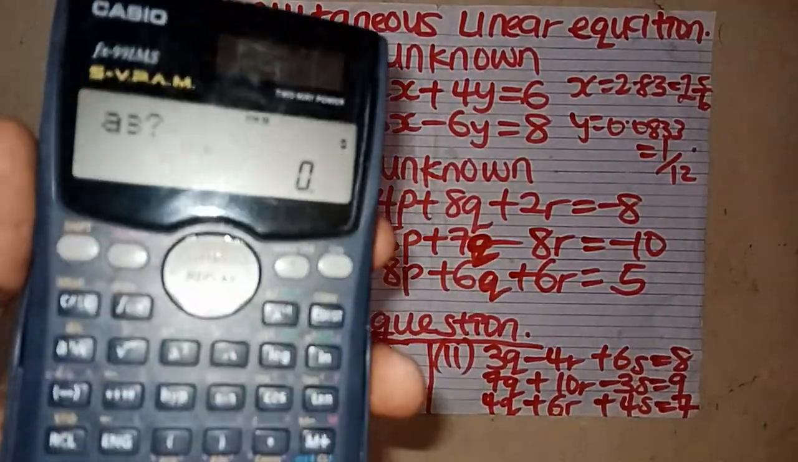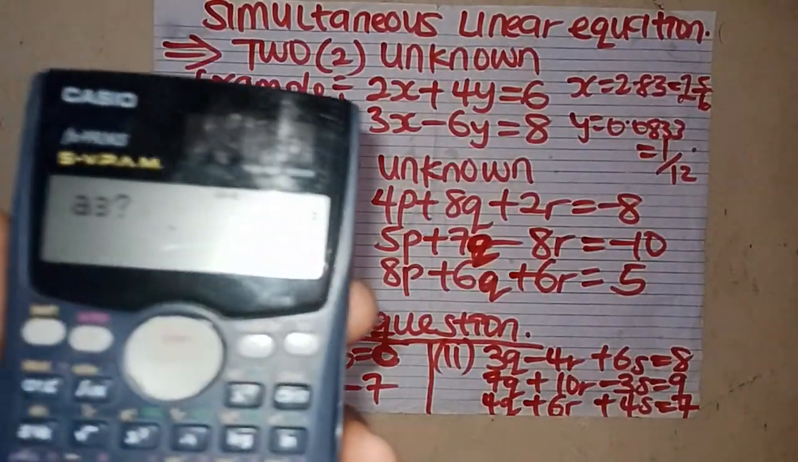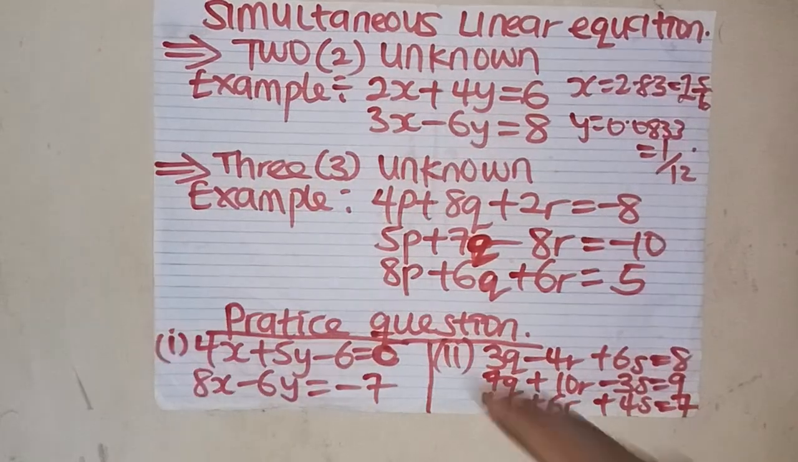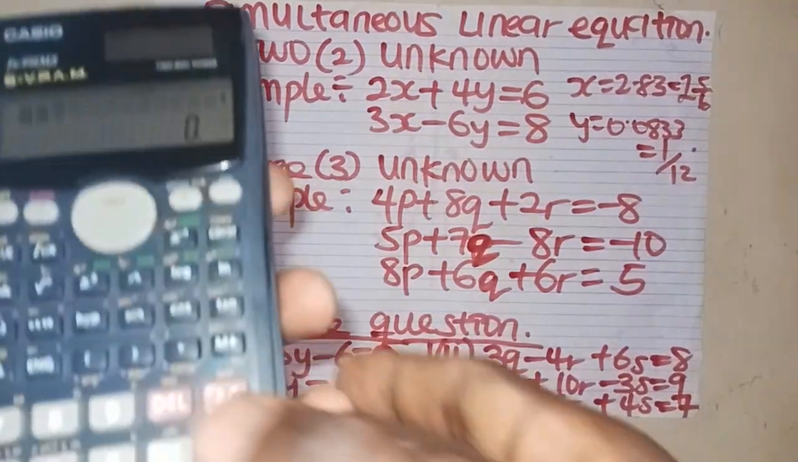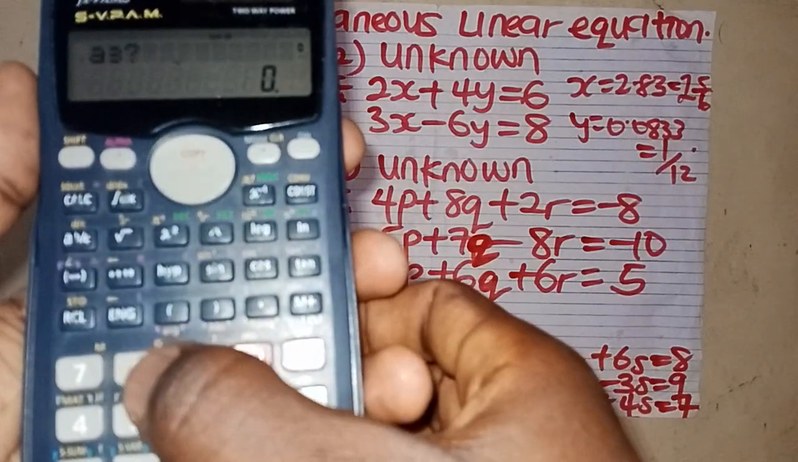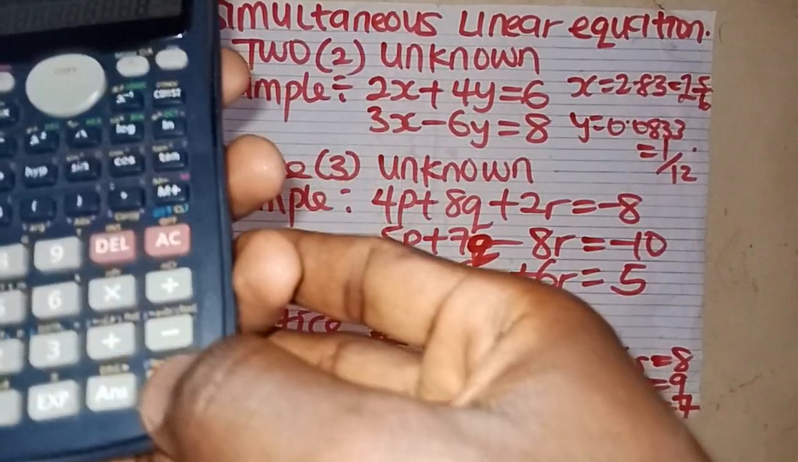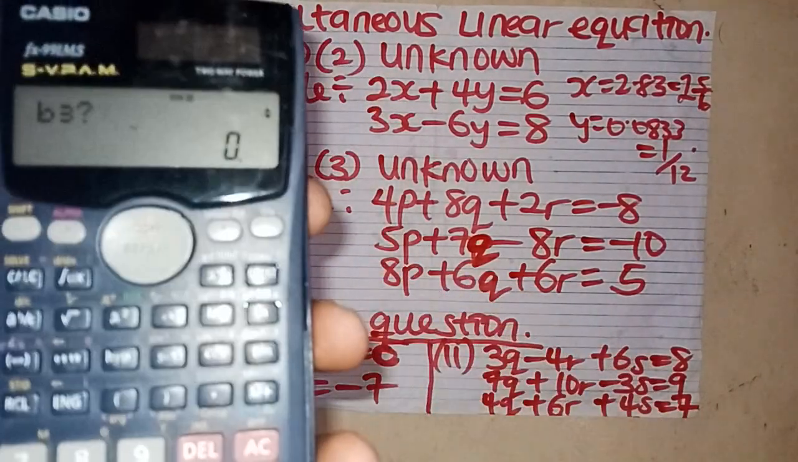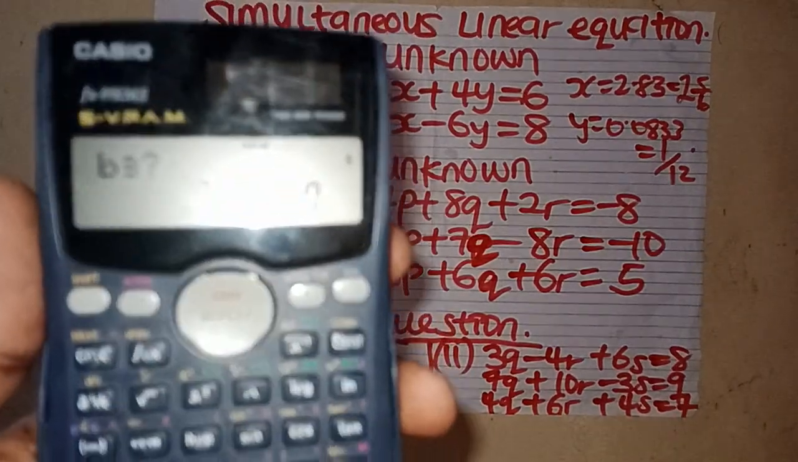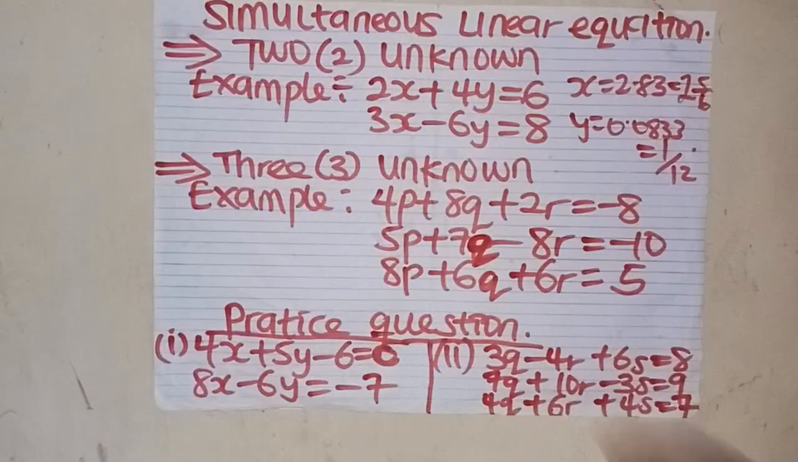Then it took me to what? A3. So my A3 is 8. Then I'll press my 8 here. Okay. So press equal to as well. Then this is what? B3. This is B3.